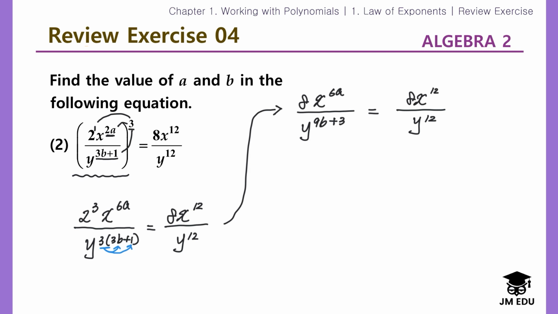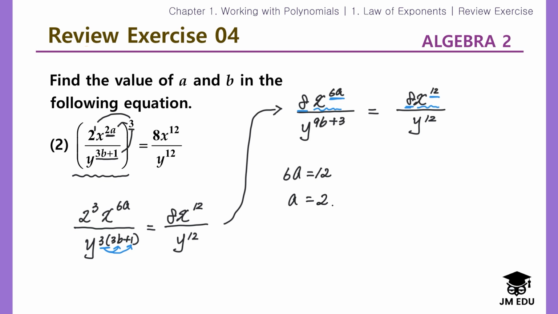So let's compare each term right here. We have 8 here. We have x to the 6a. This is x to the 12. So 6a must be equal to 12. So a is equal to 2.